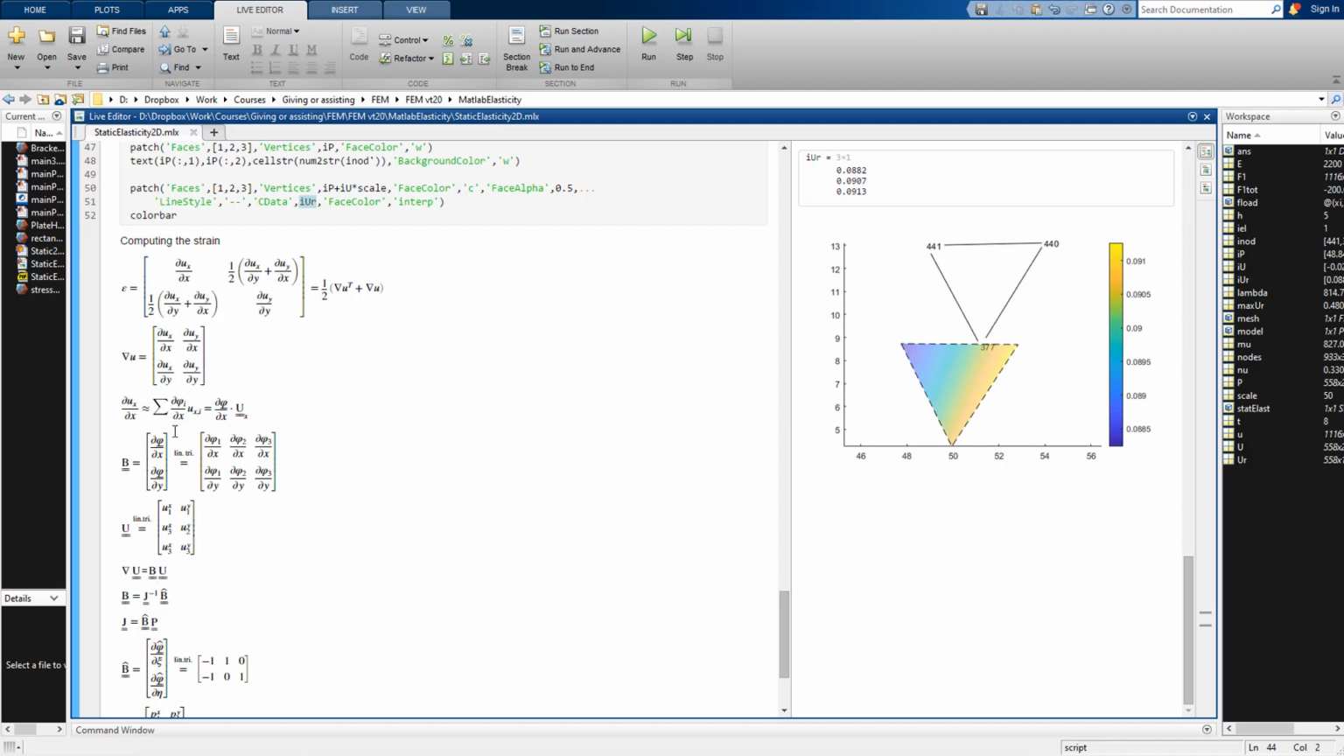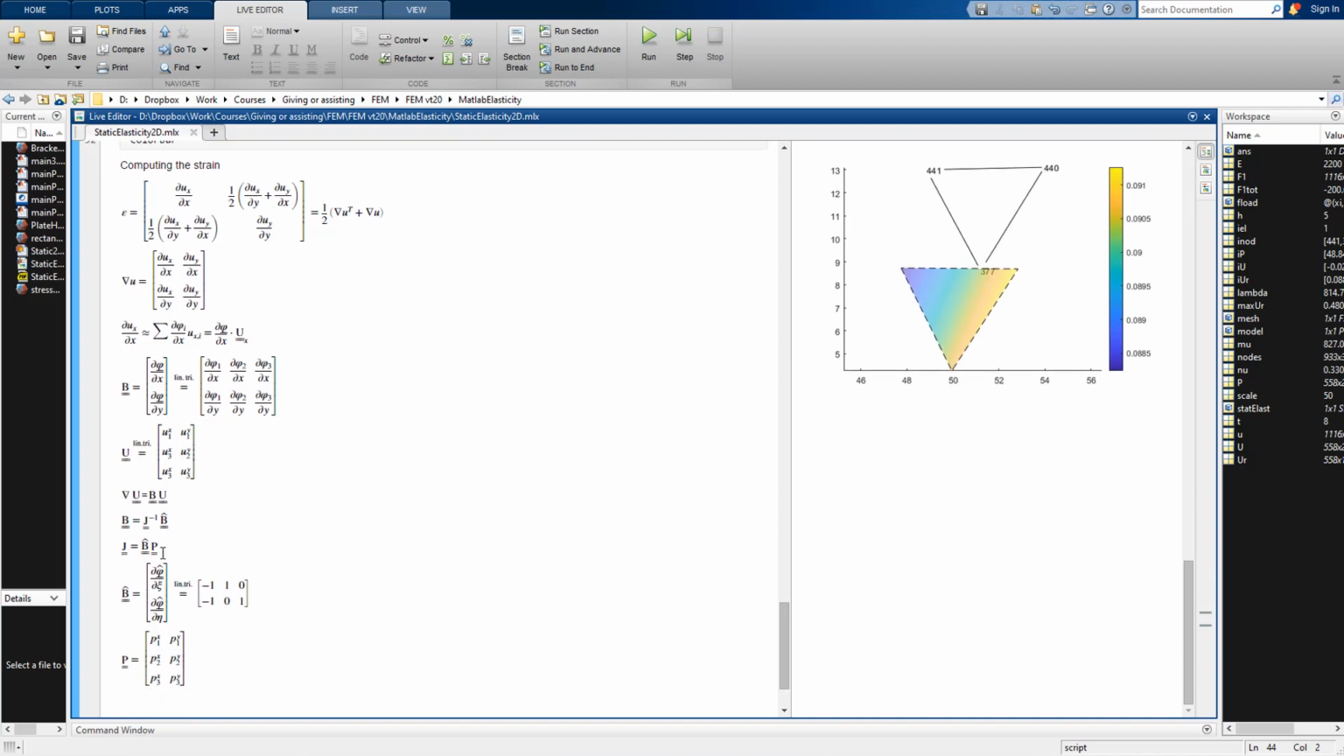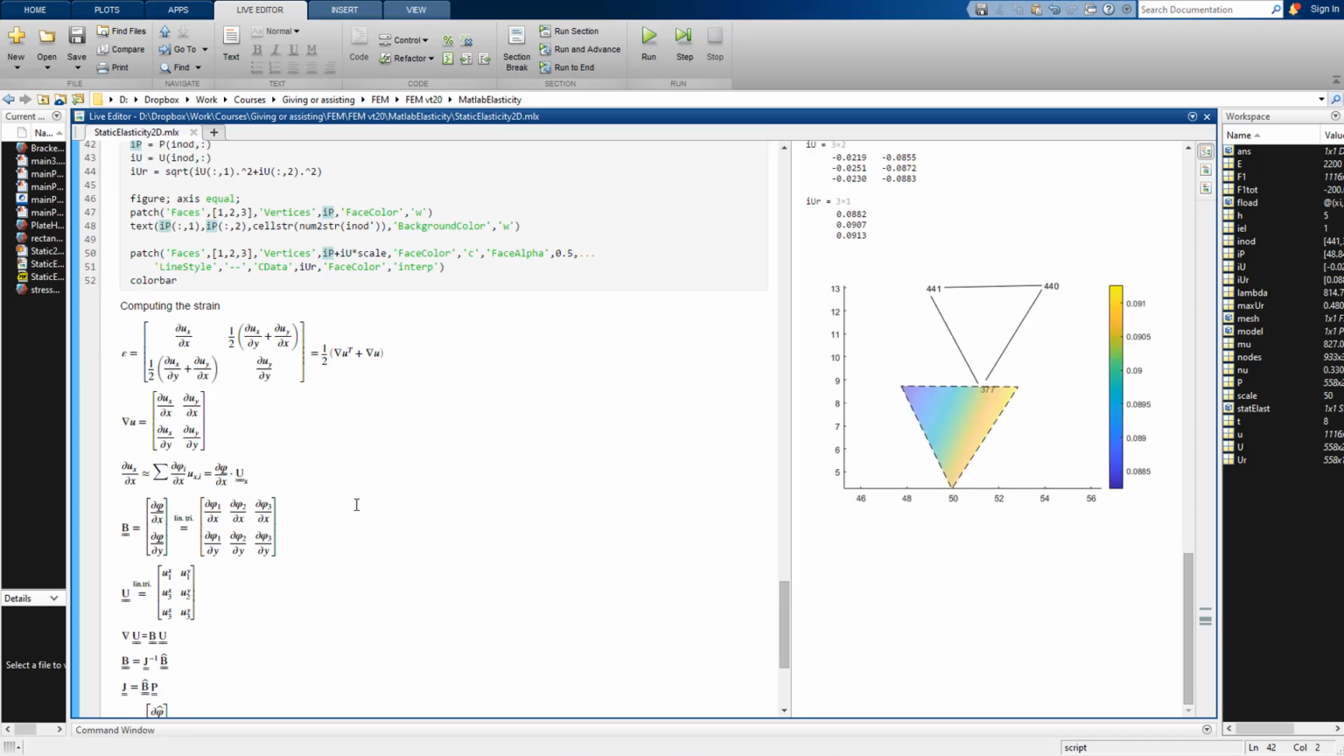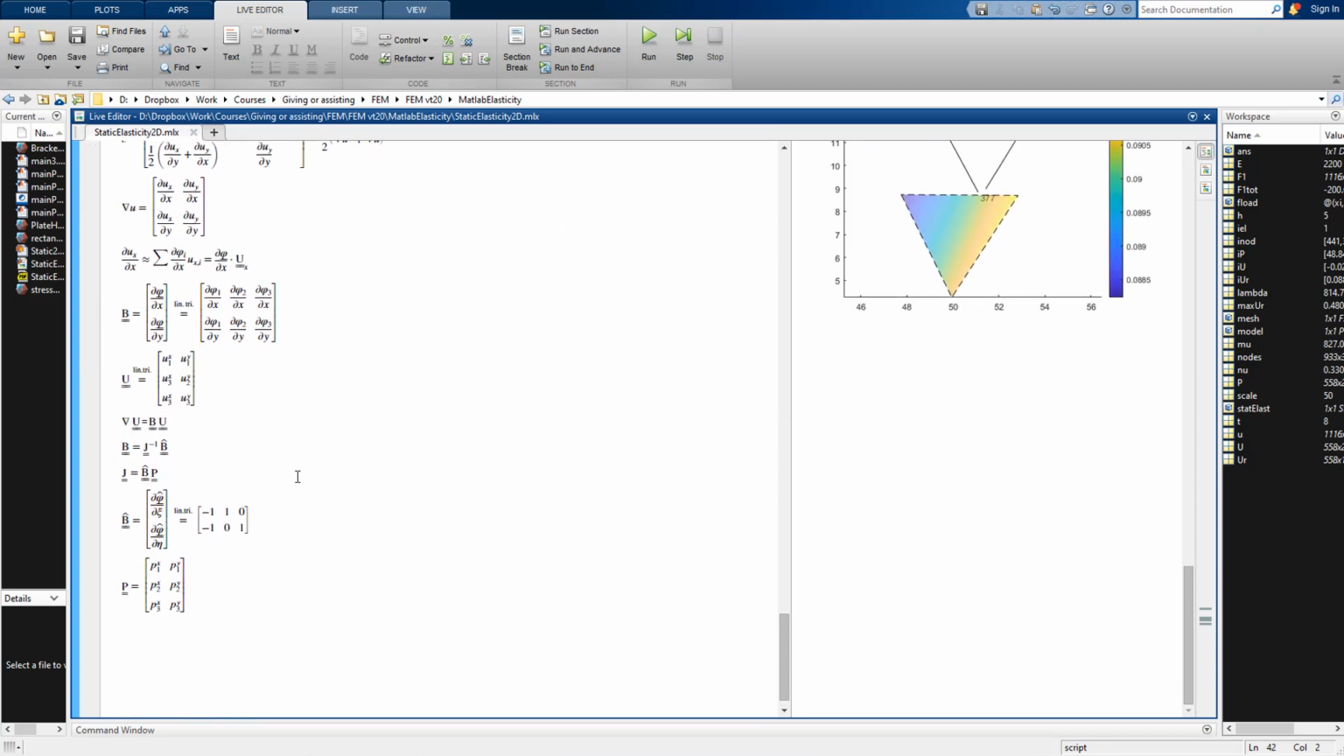Alright, but how about B? We don't have B. Well, for B, we need to calculate the Jacobian and multiply its inverse by B hat. So what is B hat? Well, B hat is just the derivatives of the basis functions for our linear triangle here. And these we have because they are linear, so they become constant when we take the derivative of them. Okay, and the Jacobian is B hat times the points, and the points we already have as well. So our points are here. Great. Now we can begin doing this.